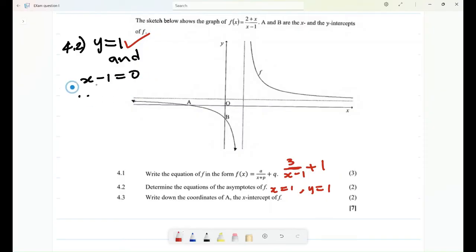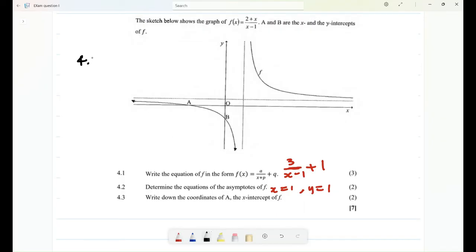Then the last question. This is a straightforward question. I was trying to warm you up before you go to serious questions. Write down the equation of A, the x-intercept of F. Again, the coordinate of A. People normally get 1 out of 2 in this question. I'll show you why. Now, the coordinate of A, which is the x-intercept. I know for x-intercept, I let y equal to 0.